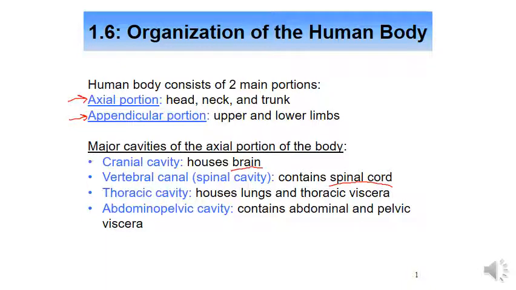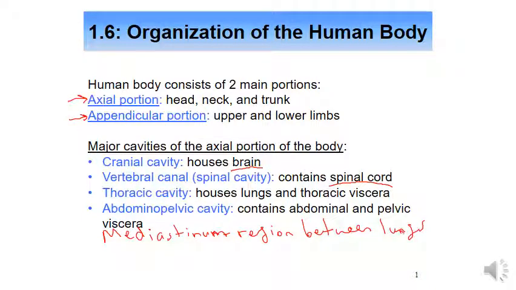Now I'm going to add just a few more here, and we're going to discuss these in lab. If you see the word mediastinum, mediastinum refers to the region between the lungs. So, what organ do we have between our lungs? We have the heart. So the heart is located in the mediastinum. But also the mediastinum has our aorta, our esophagus, our trachea. Now, if I said be specific, if it's only the heart, then you would say pericardium. Pericardium, heart only.